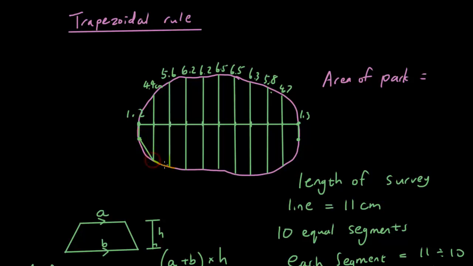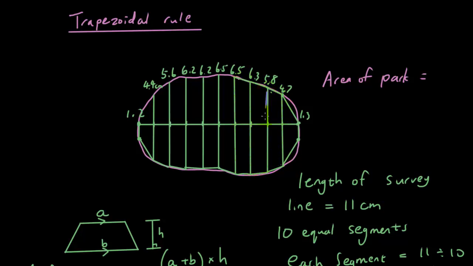the ends of these lines, if I join up all the ends of these lines using straight lines, you can see that the boundary of these straight lines is very close to the pink line, except this one maybe, but all the other ones are very close. And then you can see that each of these little shapes are trapeziums. That's a trapezium. This is another trapezium. This is another trapezium.